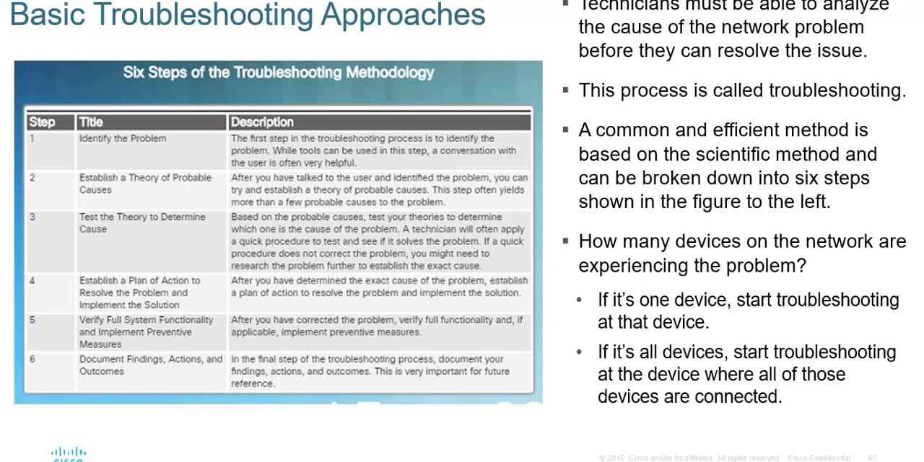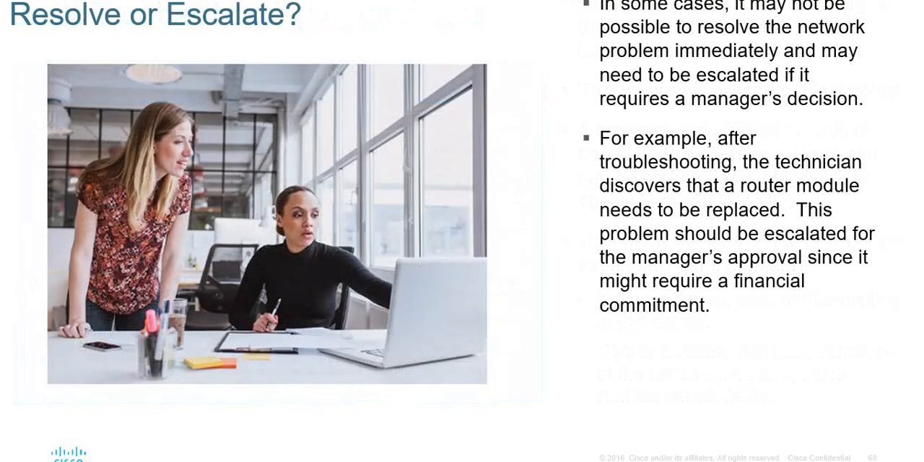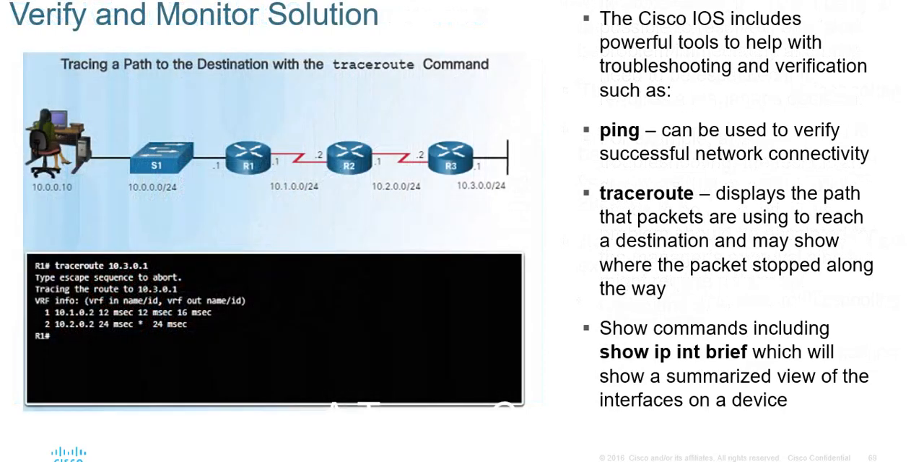The 6 steps of troubleshooting methodology are that you identify the problem, establish a theory of probable cause, test the theory to determine cause, establish a plan of action to resolve the problem, verify full system functionality, and also document findings and outcomes. So if you are a first time, let's say level 1 technician, you can do all of these checkups, but as time goes on, you will need to provide some escalations. That means I cannot do this, I'll have to move it to my senior, and that is escalation.